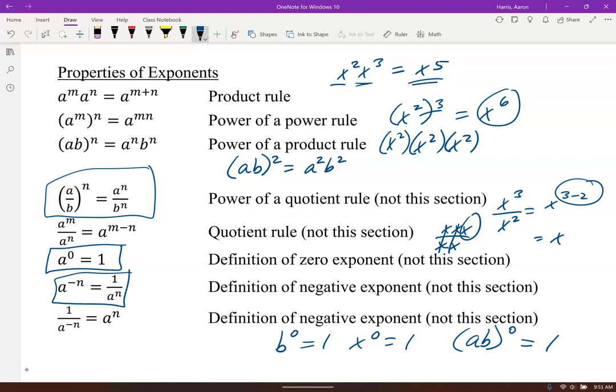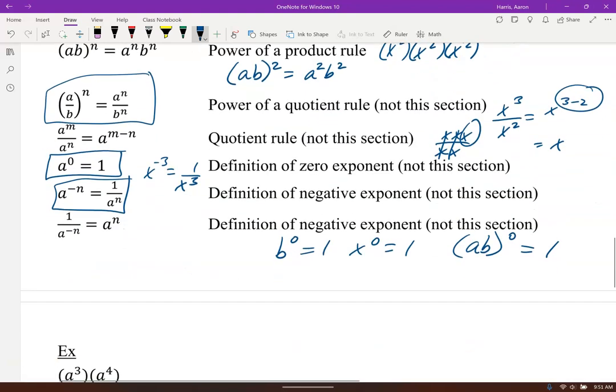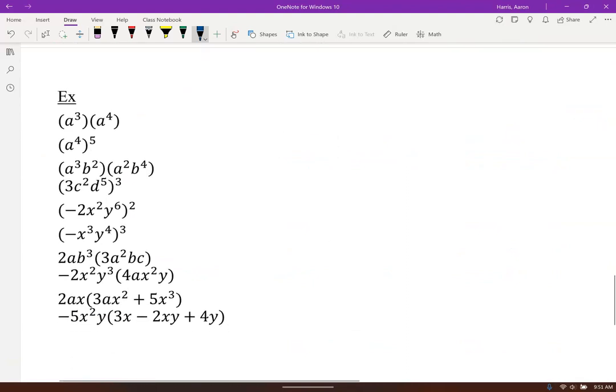And so by definition, x to the negative 3 would be, take that down, x to the 3. And then 1 over a to the negative n goes up top, becomes a to the n. Again, we'll talk more about those next time. Let's apply some of these.